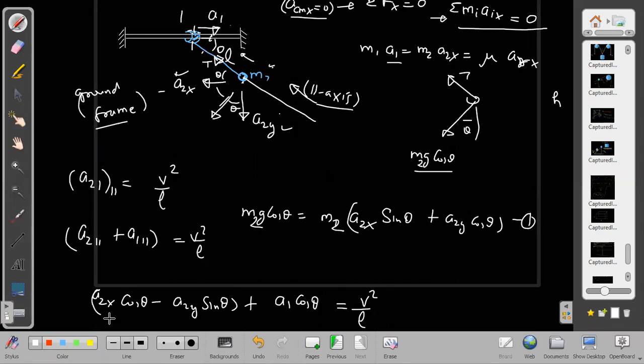How many unknowns in this? The only unknowns are A1, A2x and A2y. So we are getting these answers now, because there are 3 equations and 3 unknowns. We can solve these and we can get the answer from it.